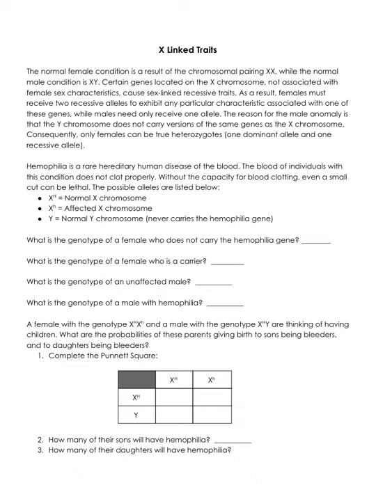So the first question says, what is the genotype of a female who does not carry the hemophilia gene? So an unaffected X chromosome is X capital H, and she has 2 of them because she's not a carrier. So she has X capital H, X capital H. A female who is a carrier is going to have X capital H, X small h. And a male who is unaffected by hemophilia will have X capital H, Y. And a male who has hemophilia will be X lowercase h, Y.